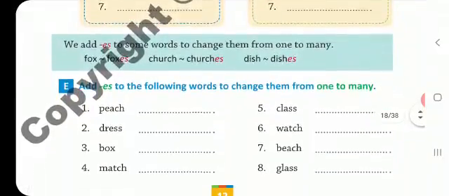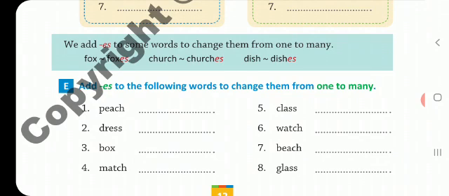Now there are other ways to make a singular word plural, a single word plural. We have already learned that you have to change the word. In the end you have to add S. Now there are some words you have to end with an ES. You have to add ES in the end to make it into many.